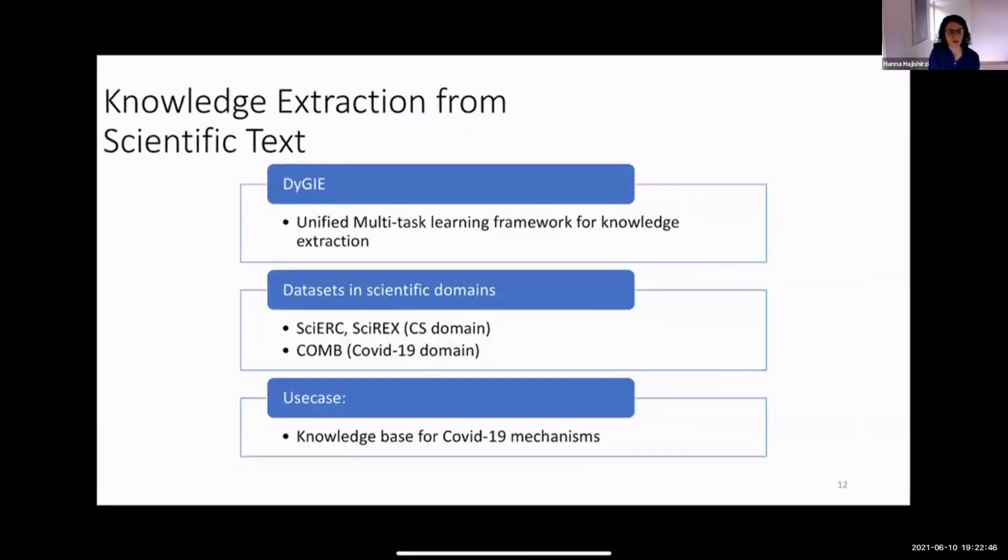Here, we introduced DyGIE, our unified multitask learning framework for knowledge extraction. We introduced data sets in the scientific domain, both for the purpose of fine-tuning our task and also evaluating how well the model performs on these tasks, including data in scientific domains, computer science domains, and also COVID-19. And finally, we show the use case of this knowledge extraction system in building a knowledge base for COVID-19 mechanisms.